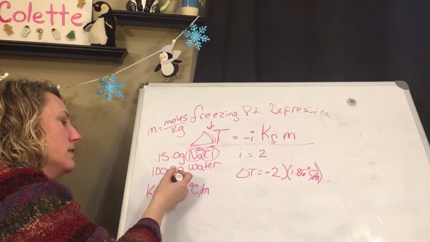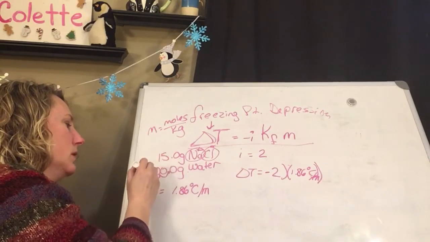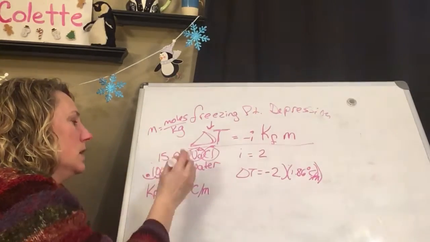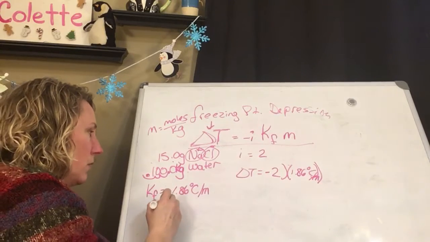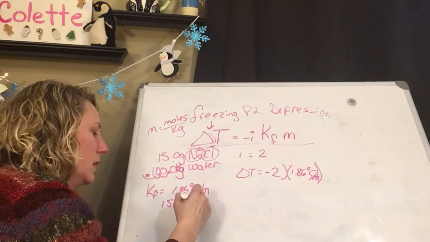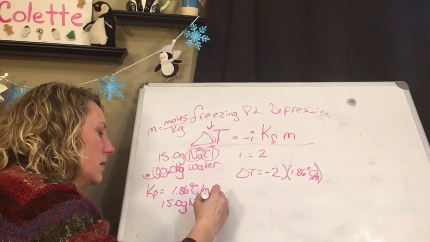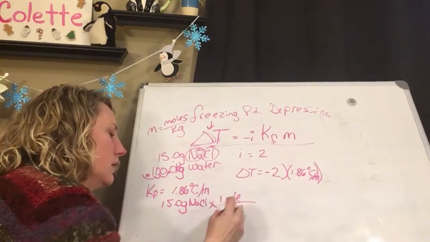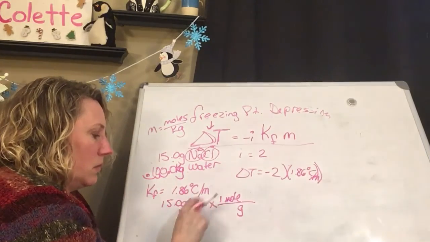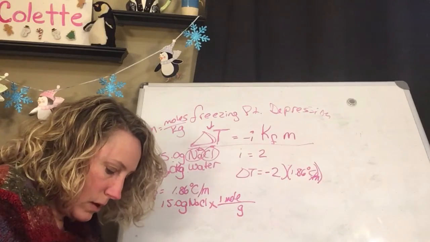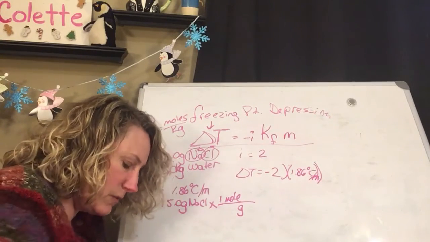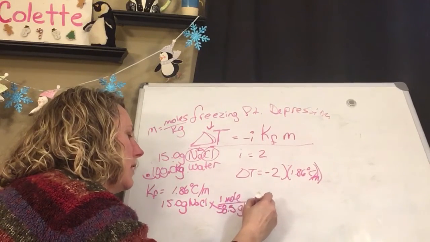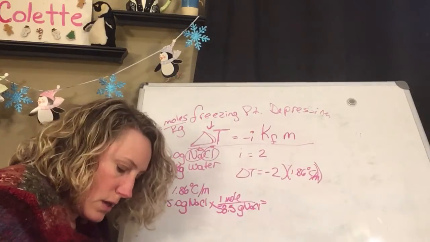Well, I can change that to kilograms real easy by dividing by 1,000. So it's going to be 0.100 kilograms of water. But this I have to change to moles. So 15.0 grams of NaCl. I need my grams to cancel out, and I get 1 mole on top. So from my periodic table, I take 1 times sodium, 1 times chlorine, add it together, and it's 58.5 grams of NaCl in 1 mole.